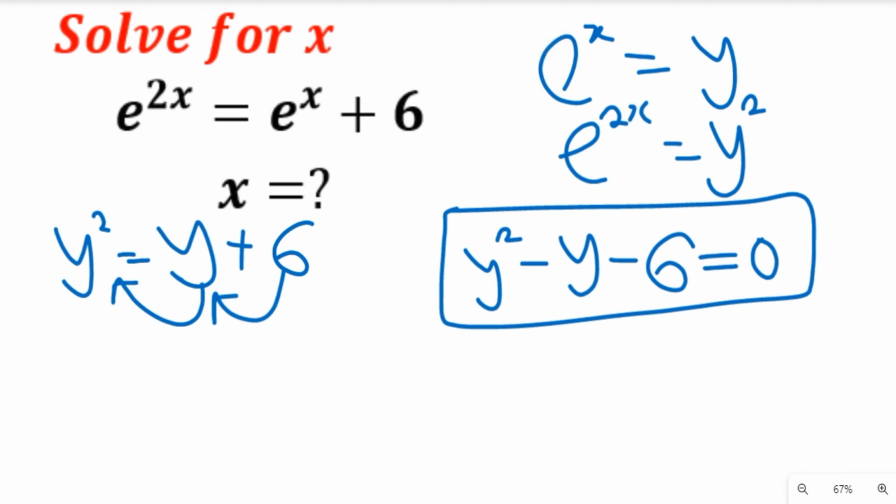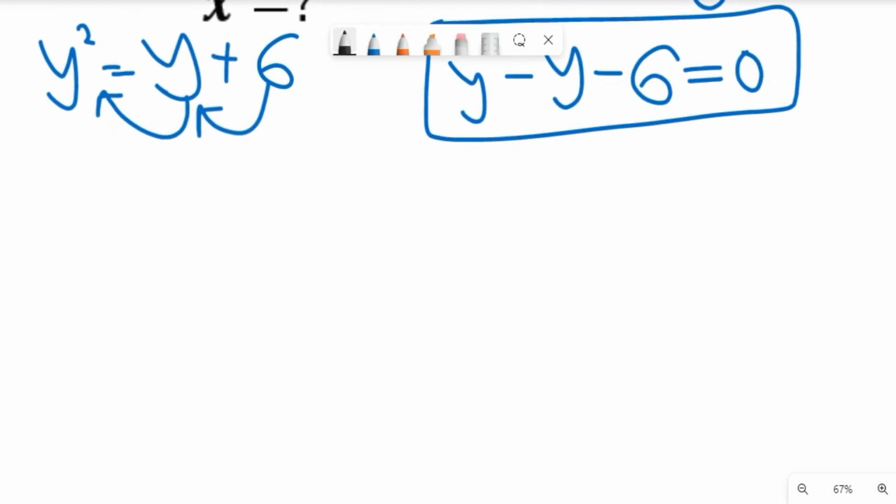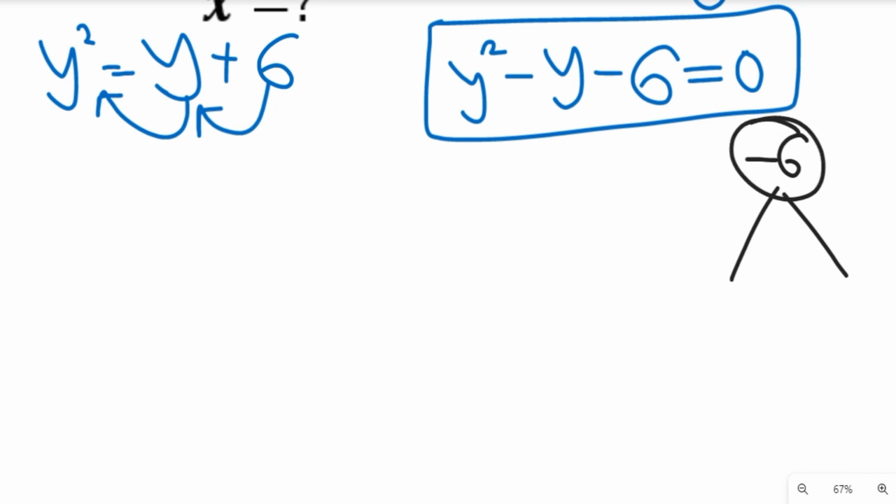Now, having gotten a quadratic equation, what should come to our mind is how to solve it. We will be using the factorization method. We find two factors that multiply to give us minus 6, and when we add them, give us minus 1, which is minus y. The two factors will be minus 3 and plus 2.